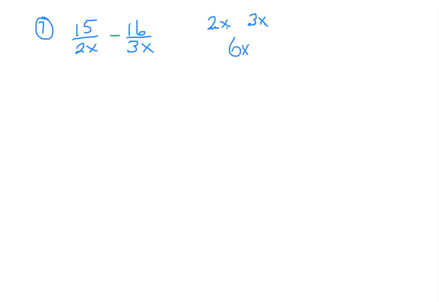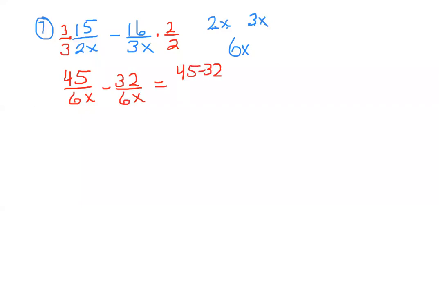So that means we're going to have to multiply this one by 3 over 3, and this one by 2 over 2. And we're left with 45 over 6x minus 32 over 6x, which equals 45 minus 32 over 6x, which equals 13 over 6x. And that's your answer. There isn't anything that we can do to make that more simple. All right, let's look at number 8.